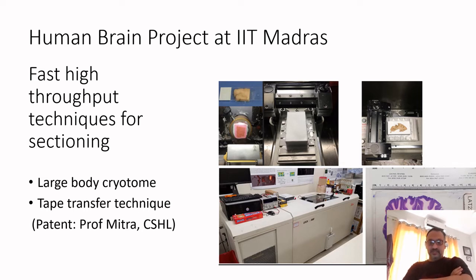Of course, I just mentioned we can't section, the section is too big. So we are developing very fast high throughput techniques which enable us to do this, because there are a number of sections, and I just told you it's going to take eons, probably more than a lifetime. We are accelerating this process by making it high throughput, right? So we have a large body cryotome, which is what we are using to cut very, very large sections.